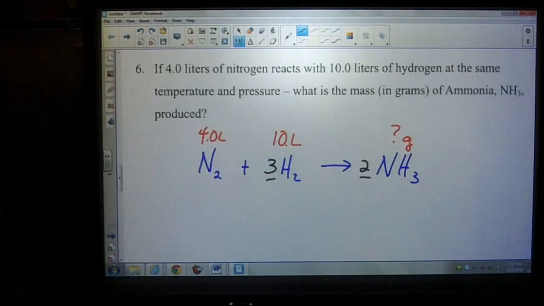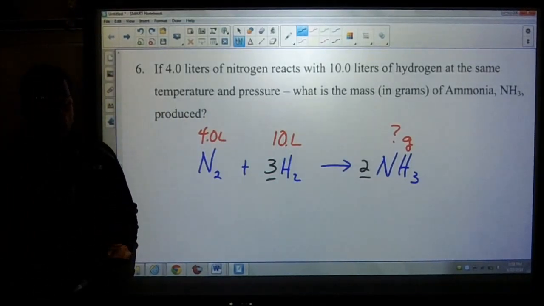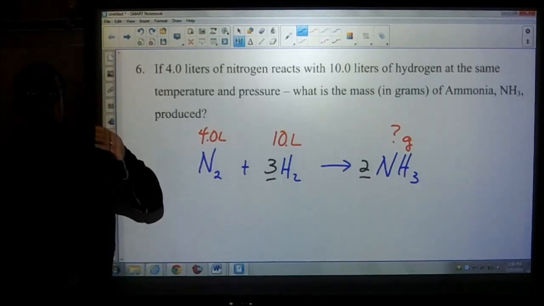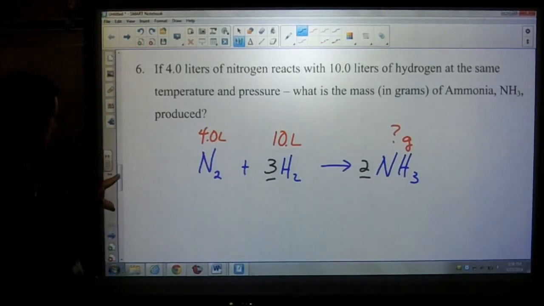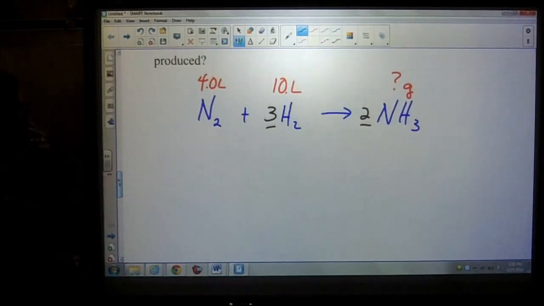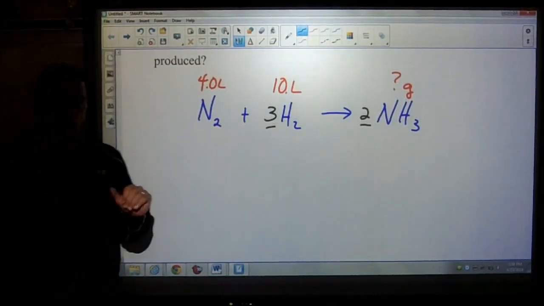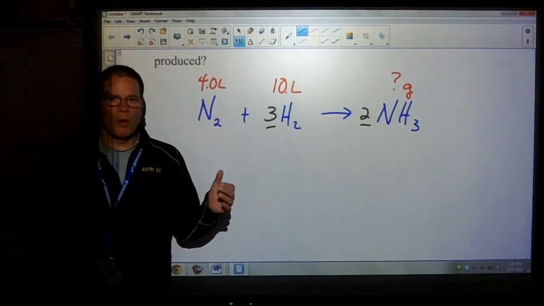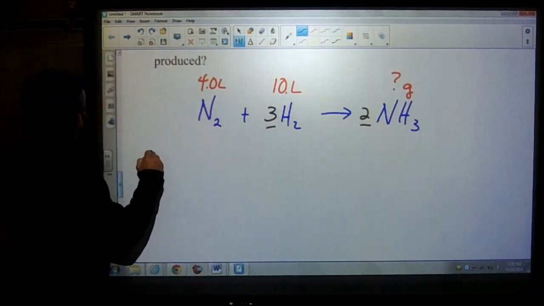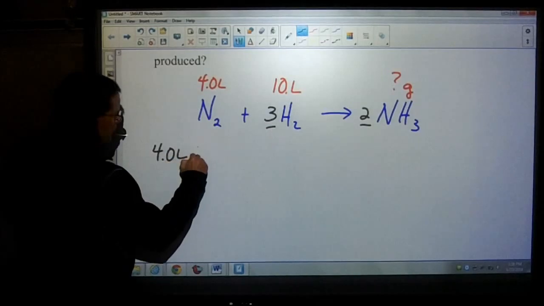Now, once you do that, it should become apparent as to who the limiting reactant is. However, I still want you to show the limiting reactant step just to support your thought. And hopefully you know who the limiting reactant is. So let's do this. I'm going to start with the nitrogen, since that has a smaller value. Doesn't matter which one you start with, we'll still talk our way through it. So I'm going to start with the 4 liters of nitrogen.